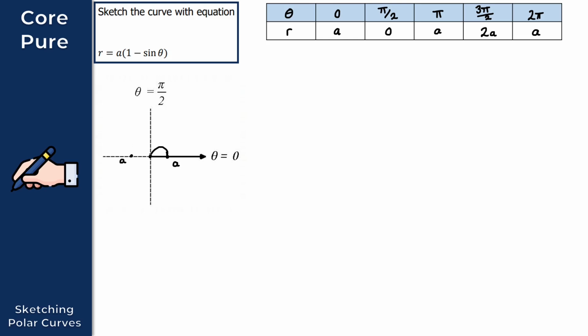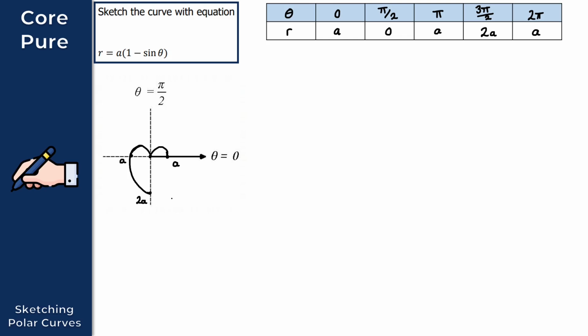Again, let's join these up as we go. We get something that looks like this. It doesn't have to be perfect as long as you get the general shape and the correct values of r. So that's my third point. The next value is when theta equals 3 pi over 2. We get 2a, so it would be a bit further down along this line, there. Let's join this up as we go. We get something that looks like that. And finally, when theta equals 2 pi, we get a again, so we just arrive back at this point.